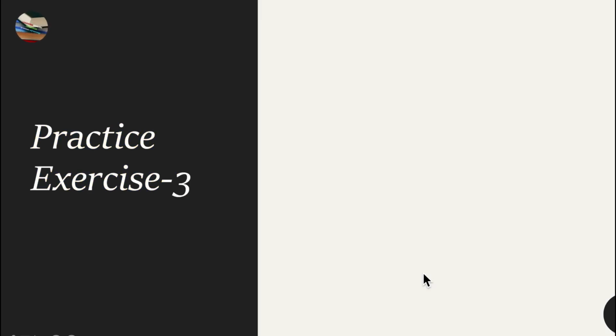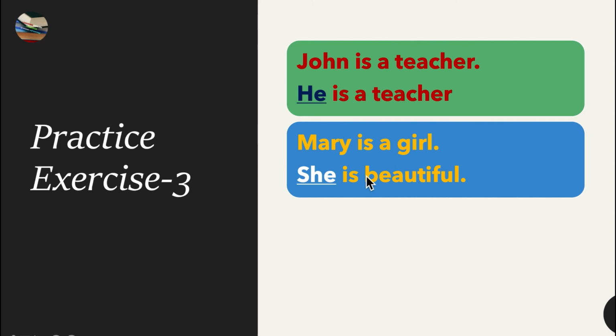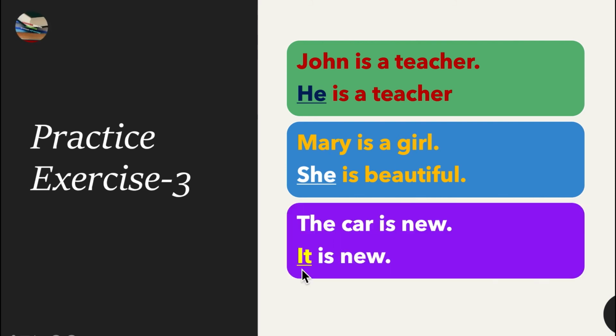Next, practice exercise 3. John is a teacher. He is a teacher. He is singular for male. Mary is a girl. She is beautiful. She, singular for female. The car is new. It is new. It is singular for a non-living object.